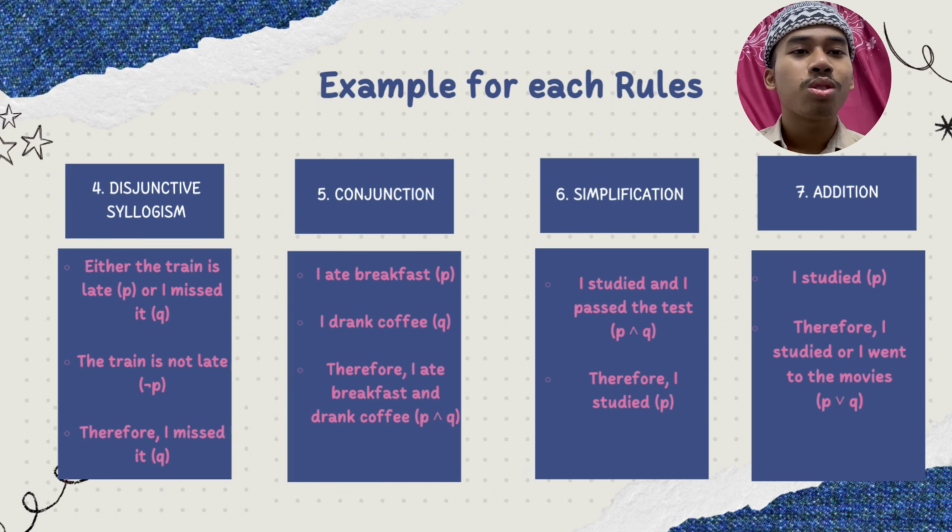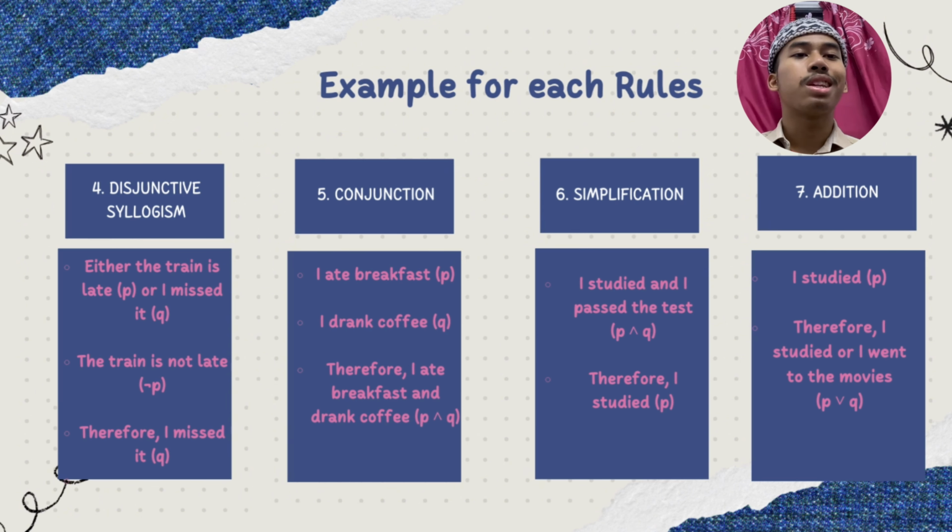The next rule is simplification. If a combined statement is true, we can simplify it by focusing on just one part of the statement. The example, I study and I pass the test, P and Q. Therefore, I study, P.